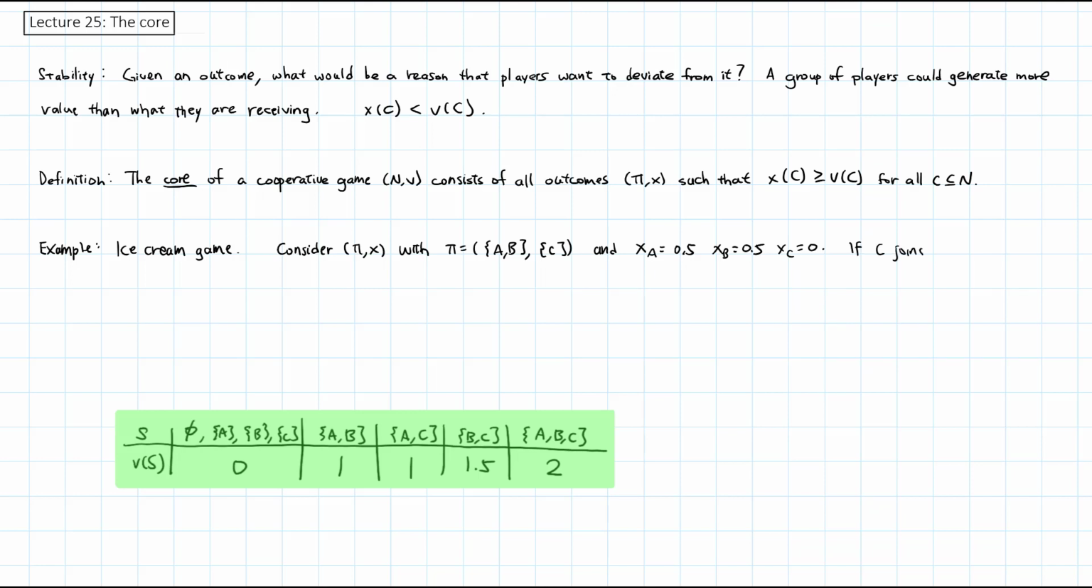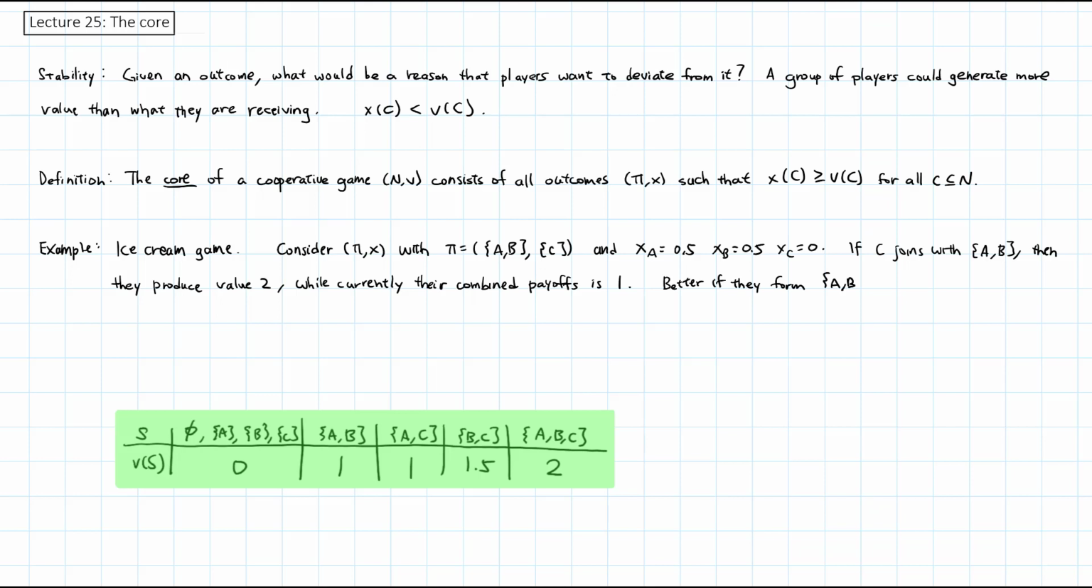If C joins with A and B, then they will produce a value of 2. Well, currently, their combined payoffs is 1. So it is better if they form the grand coalition ABC, and our given outcome is not in the core. We can use the same reasoning to give us that π must be the grand coalition if (π, x) is in the core.